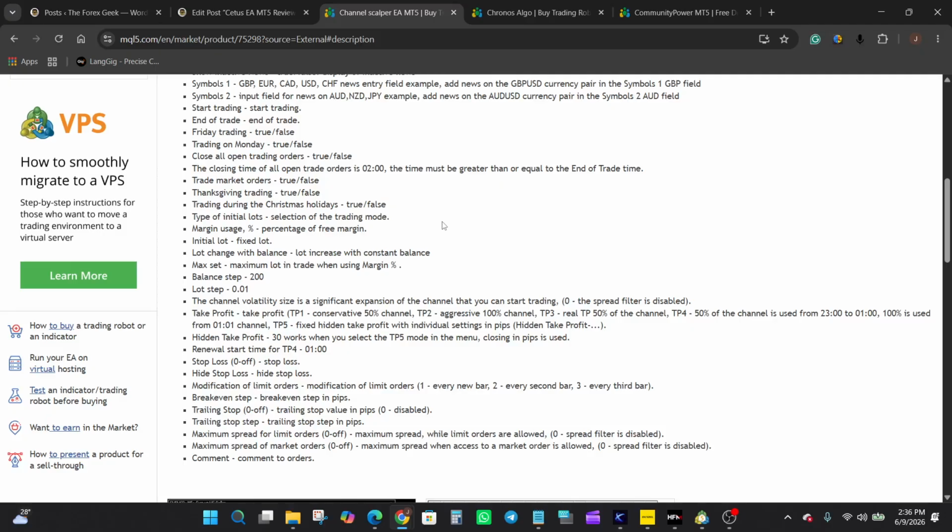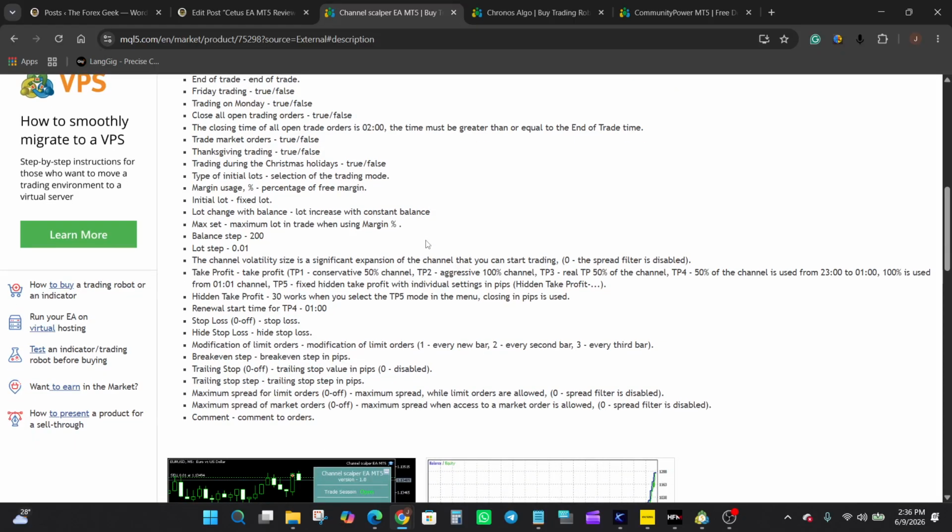There is also flexibility in lot sizing, where the EA allows different approaches like fixed lot, balance-based scaling, and margin usage percentage. So that means users can adjust exposure depending on their risk preference.